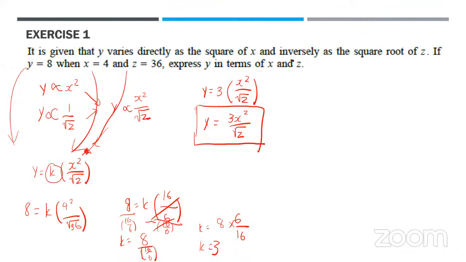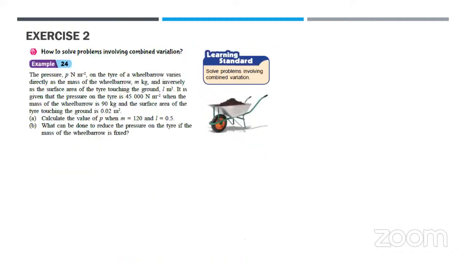Okay, so I hope you were able to follow and it wasn't too confusing. Let's move on to exercise 2. How do you solve problems involving combined variation? I took this example from the textbook, so let's have a look.